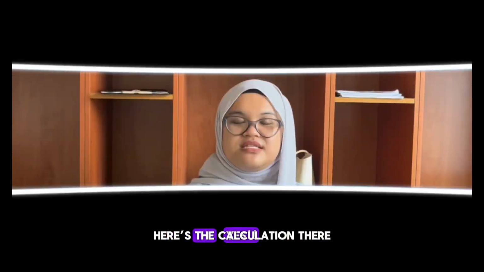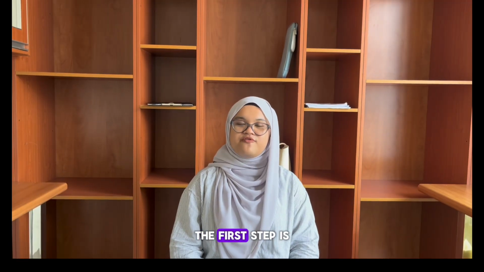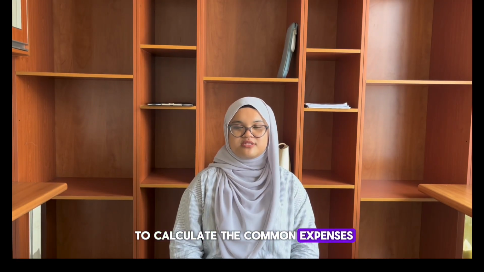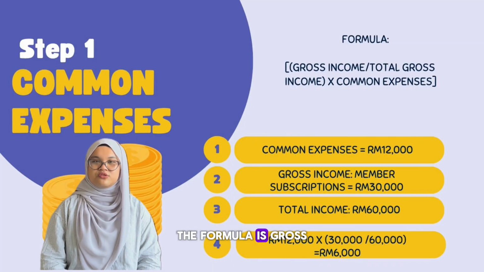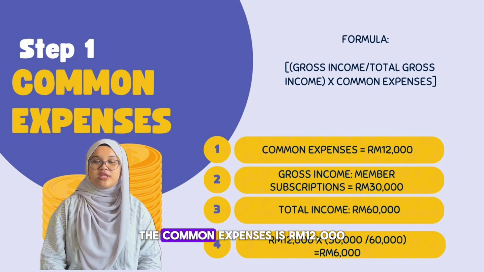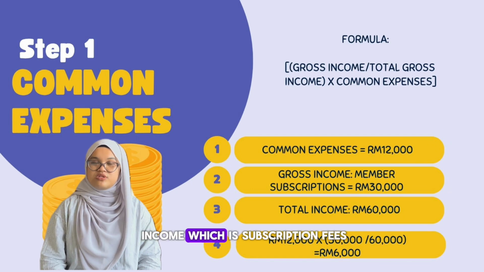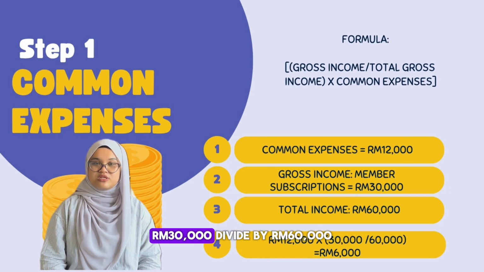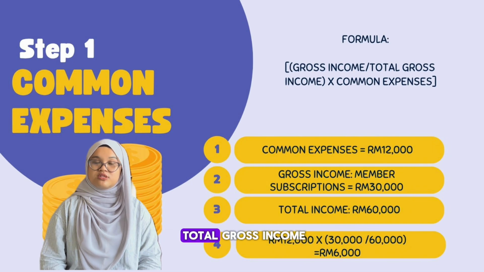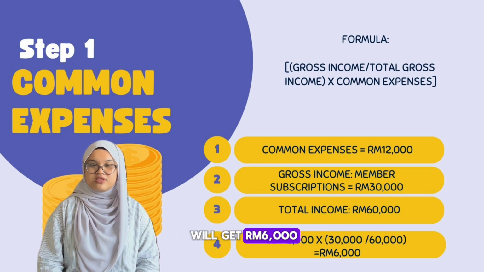Ready? Yes! Here's the calculation. There are 4 steps. The first step is to calculate the common expenses. The formula is gross income divided by total gross income multiplied with common expenses. The common expenses is 12,000. So 30,000 is gross income, which is subscription fees. 30,000 divided by 60,000 total gross income multiplied with 12,000, the common expenses. Then we will get 6,000.